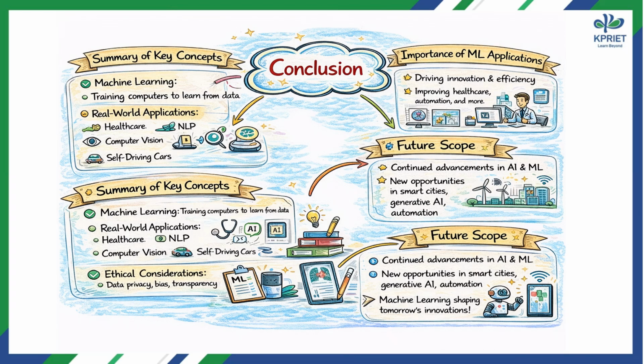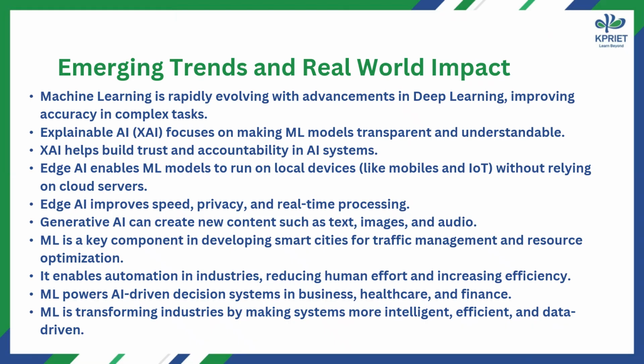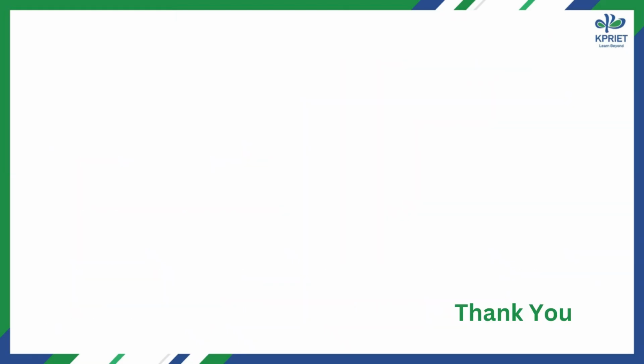Now the future scope is continued advancements in artificial intelligence and machine learning. We need to implement the same in smart cities, generative AI and automation, and new opportunities in smart city implementation, generative AI and automation are currently in the market. So machine learning is shaping tomorrow's innovators. So this is about the emerging trends and real-world impact, and I thank you.